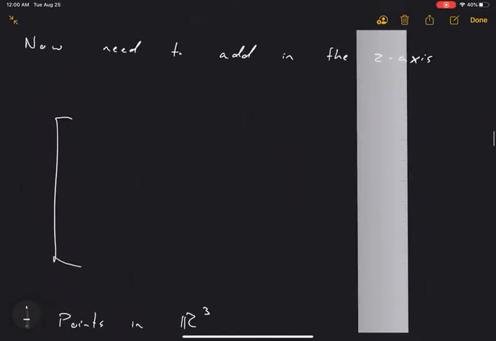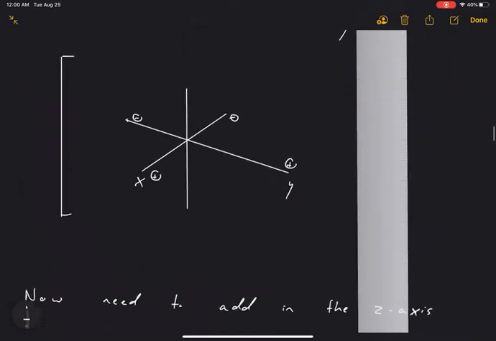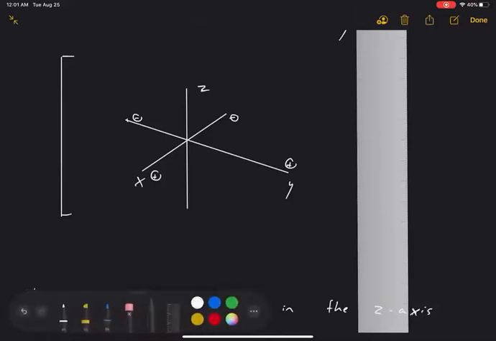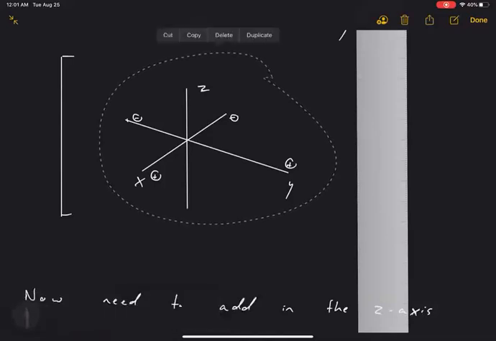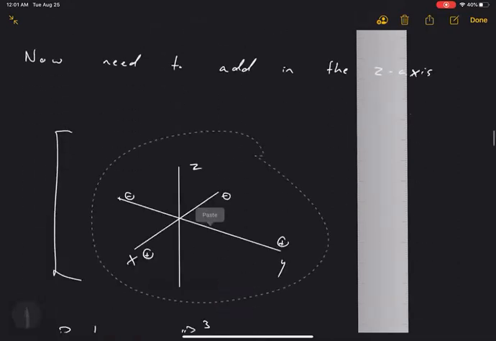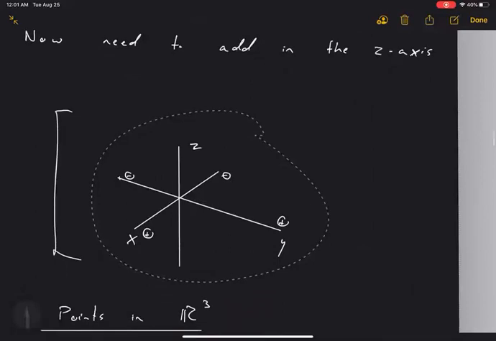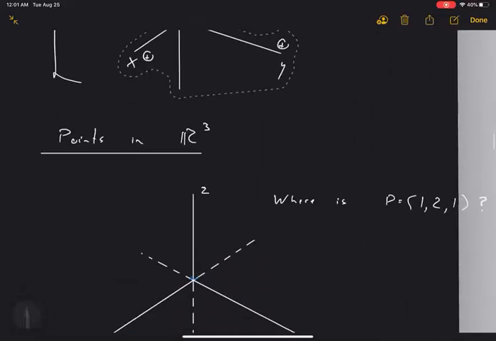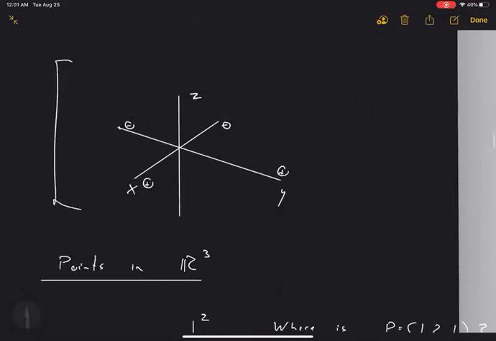So that's what this next block here is. I left a space for it. This is the z-axis. Let's copy and paste here. Now we need to add in the z-axis. Okay, so we've done that. Now, which way is positive going to be going? Well, positive is going to be going upwards, and negative is going to be going downwards.